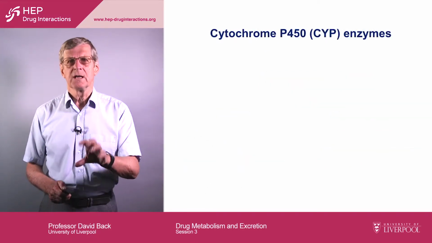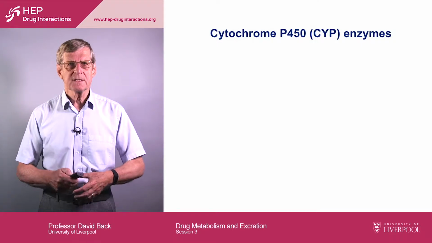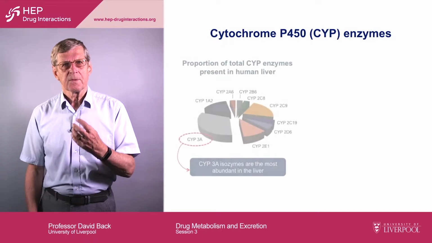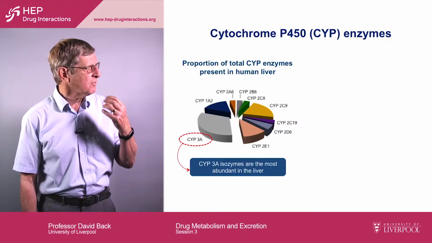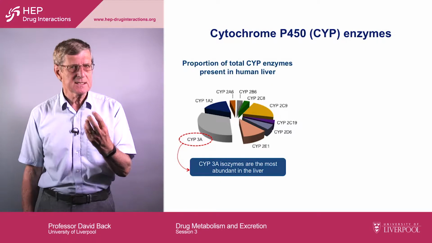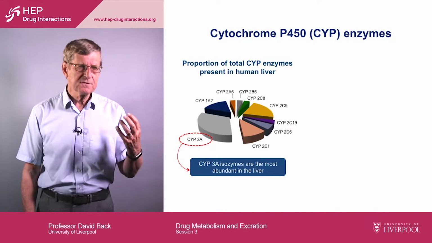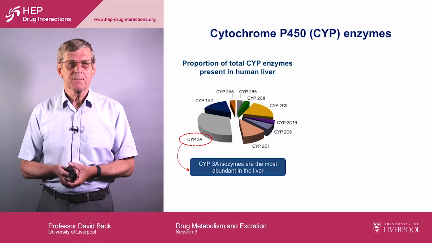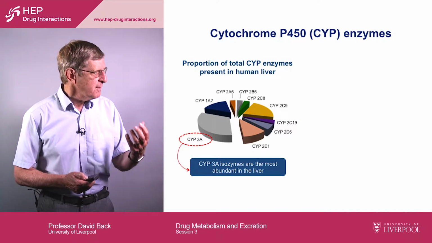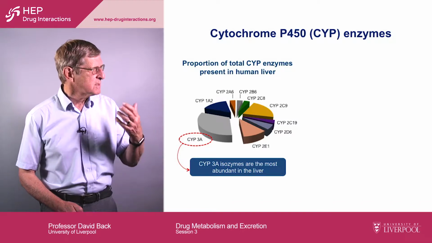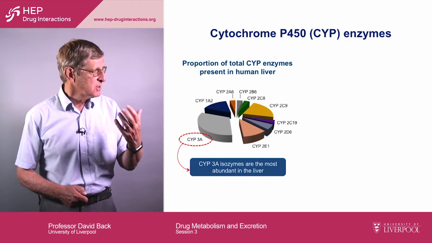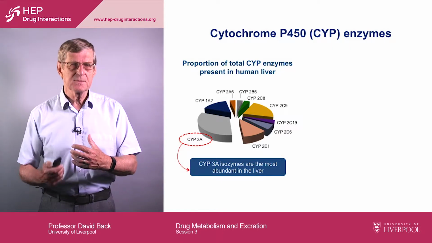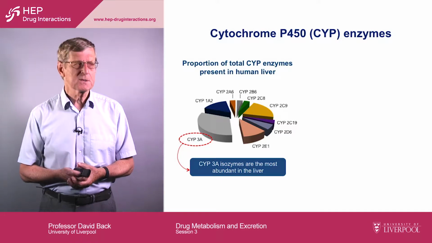So let's hone in on cytochrome P450. This can get fairly complex, but we need to look at it in two ways. The first way is the proportion of the total enzyme present in the liver. So there are multiple different cytochrome P450s. By far the most abundant is CYP3A, but there are other proteins such as CYP1A2, CYP2A6, CYP2B6, CYP2C8, 2C9 for example, and different drugs have these enzymes as their principal route of metabolism.